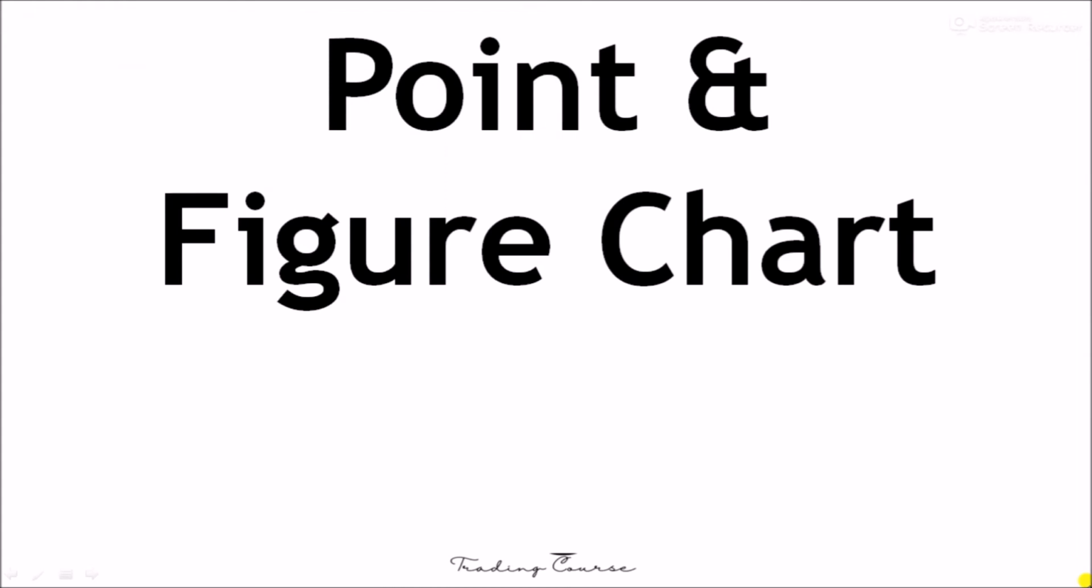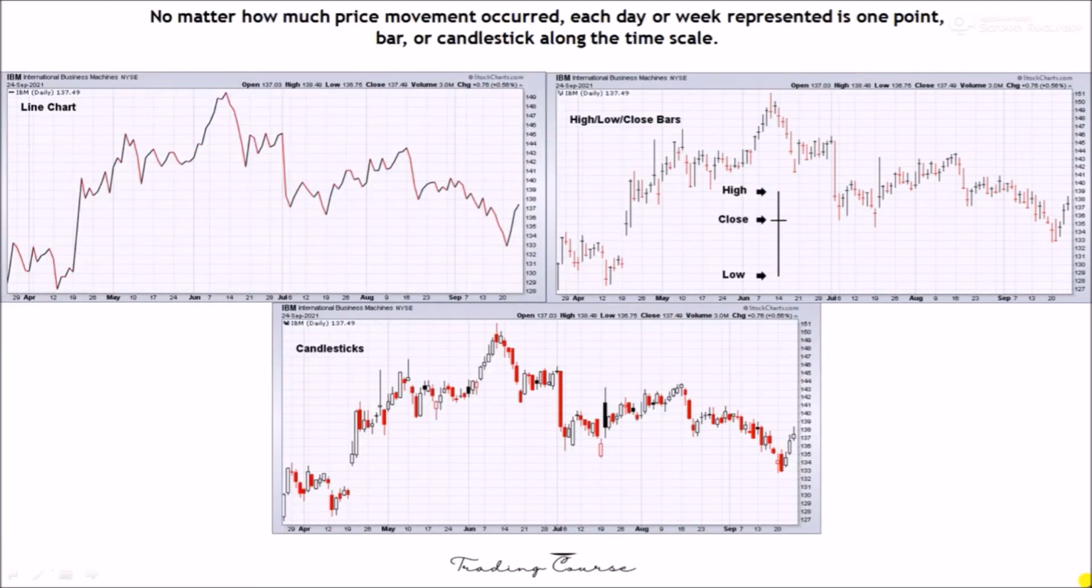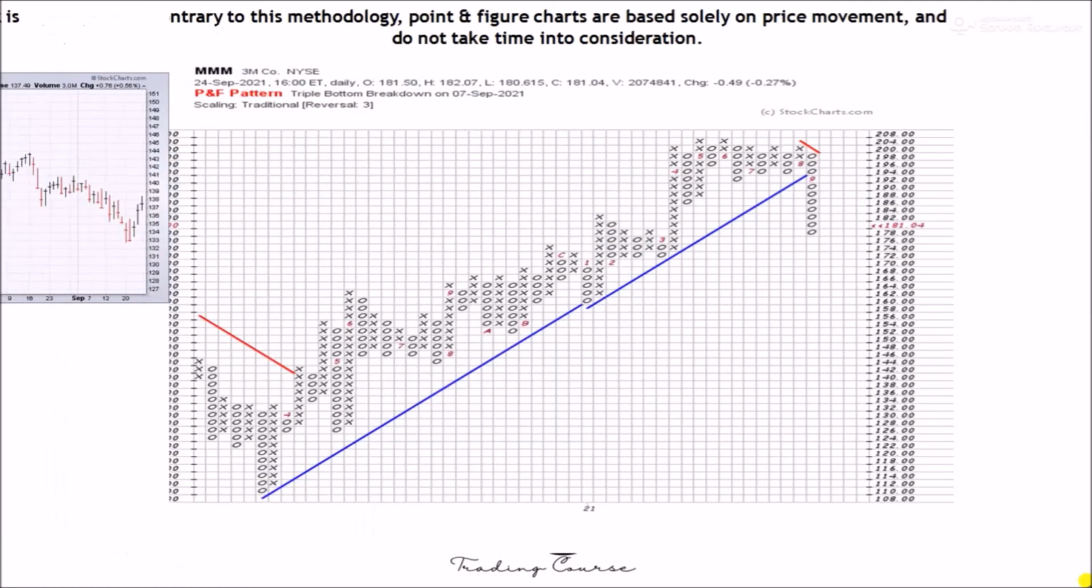Point and figure chart. All the charting methods mentioned before plot one data point for each period of time. No matter how much price movement occurred, each day or week represented as one point, bar, or candlestick along the time scale. Even if the price is unchanged from day to day or week to week, a dot, bar, or candlestick is plotted to mark the price action.